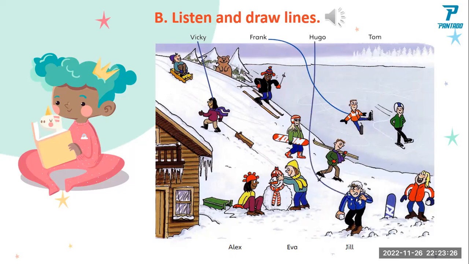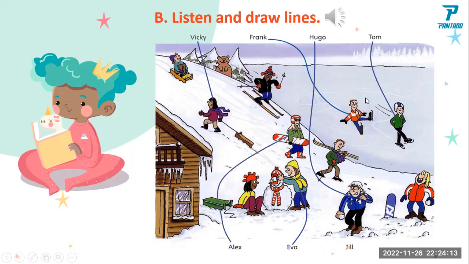Okay. Next, how about Hugo? What is Hugo doing in the picture? Play snowball. Okay, play snowball. And Eva. Okay, what is Eva doing? Make snowman. Okay, Eva makes snowman.